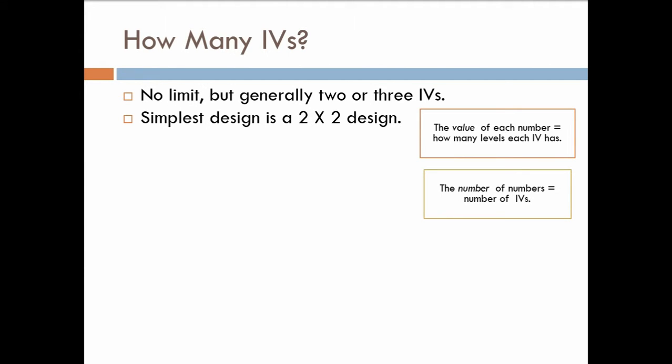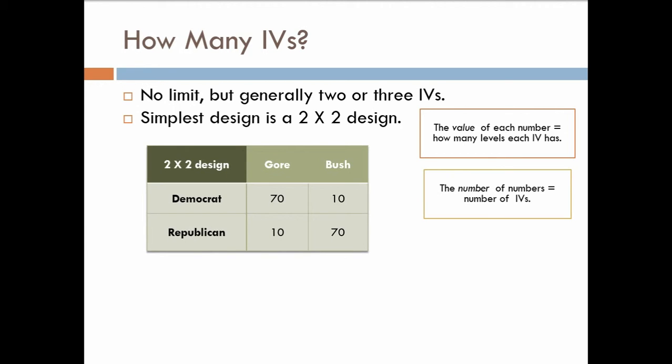The number of numbers tells us how many independent variables there are. So the fact that there are 2 2's lets us know that there are 2 independent variables. The fact that each of those numbers is a 2 lets us know that each of those independent variables has 2 levels. Let me show you what I mean.